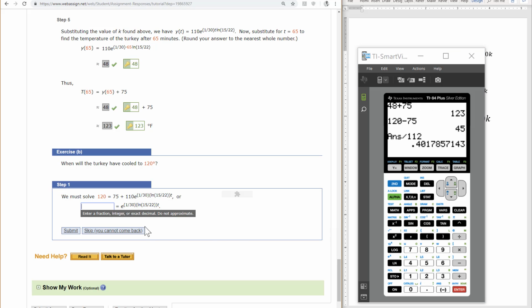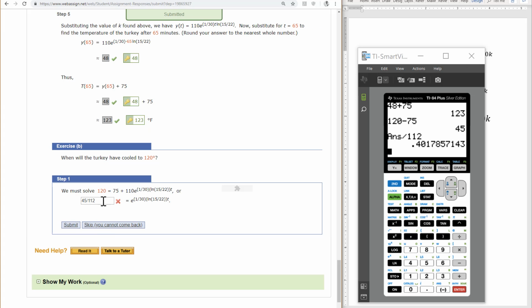And then, let's see, fraction, integer, or exact decimal. So this decimal goes on pretty long, so maybe the fraction, we got 45 over 112. Maybe we'll use that one. 45 divided by 112. All right, that didn't work. Let's try it again.